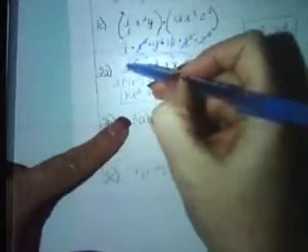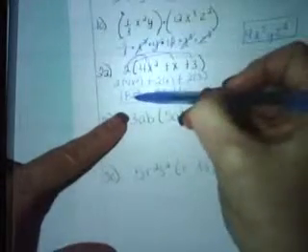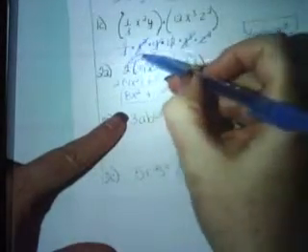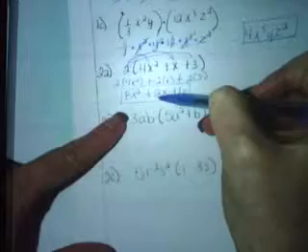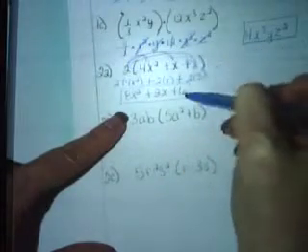Again, distribute. 2 times 4x squared gives me 8x squared. 2 times x gives me the 2x. 2 times 3 gives me 6.